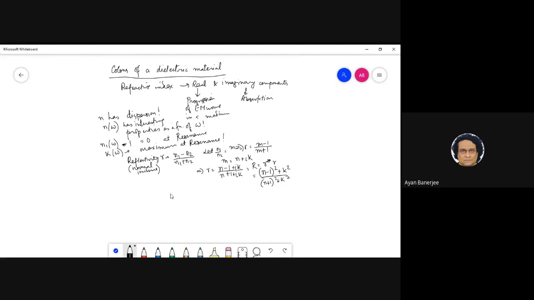This is a very important result. Let me write this down again. So basically your R is n minus 1 whole square plus k square, over n plus 1 whole square plus k square. This is very crucial as a result. Now, what happens at resonance?